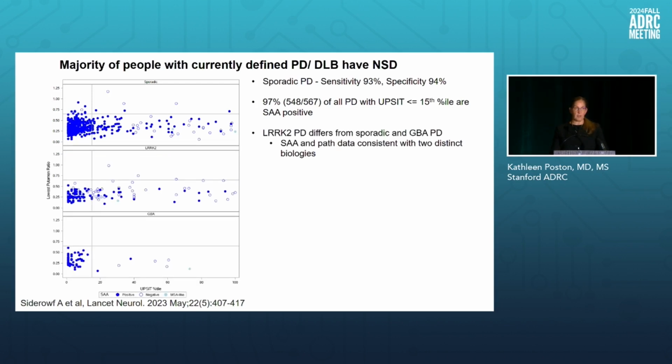It is worth noting that about 1/3 of individuals with a LRRK2 mutation do not show aggregated alpha-synuclein at autopsy, and it does seem as though those individuals do not show a positive SAA. Again, that manuscript is currently under review.